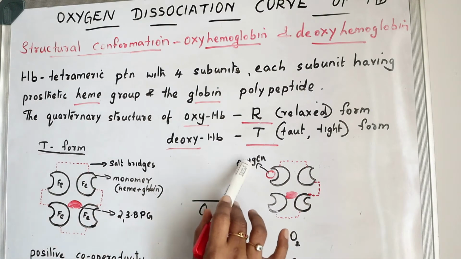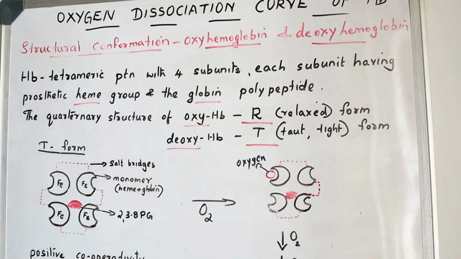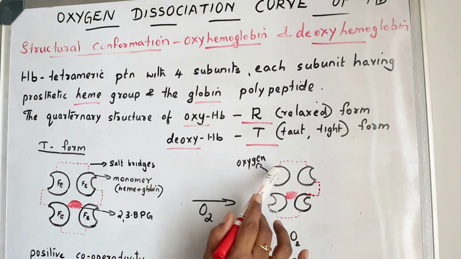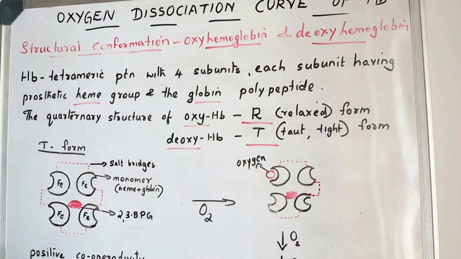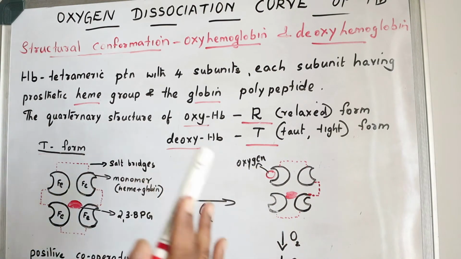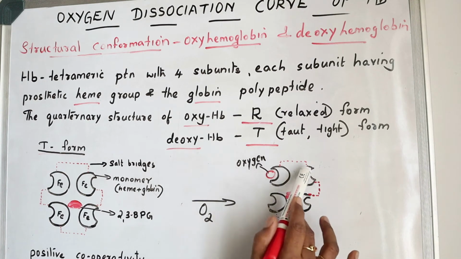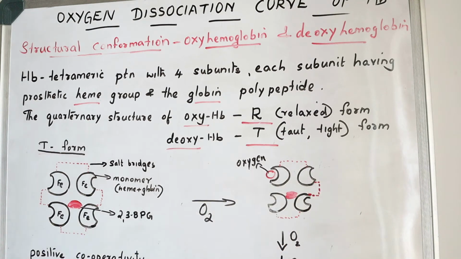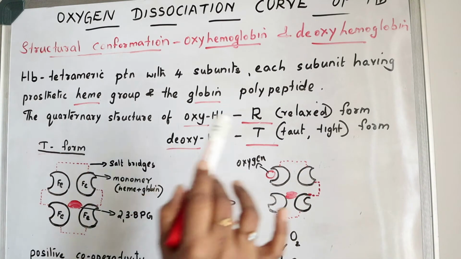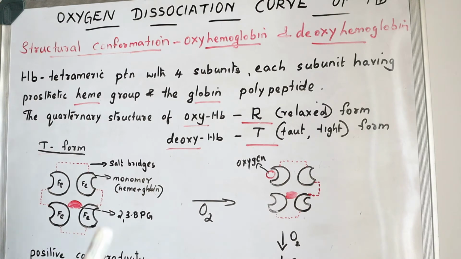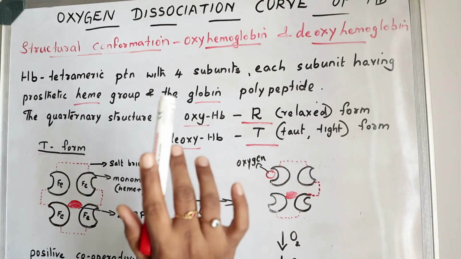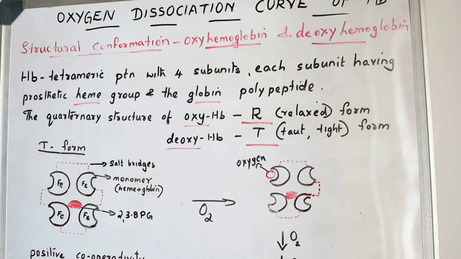When oxygenation occurs, the salt bonds are broken successively. So here a salt bond is broken, and one of the subunits is linked to the oxygen, or carries the oxygen. And further, when oxygen binds to one subunit, that will increase the affinity of the other subunits towards oxygen. So by the successive addition of oxygen, these salt bridges are broken successively, and this deoxyhemoglobin form is converted completely to the R form or relaxed form, that is the oxygenated hemoglobin form.